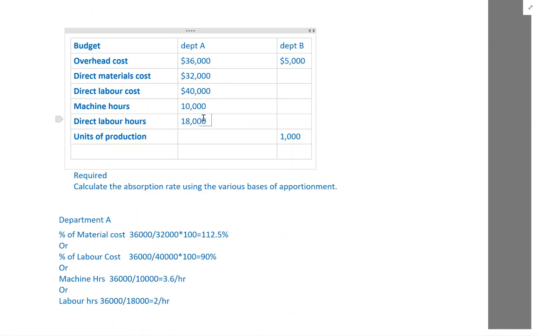So forget about charging overheads using material cost or labor cost. The three methods that you would be using is machine hours, labor hours, or units. If machine hours and labor hours is given, ignore units. Out of machine hours and labor hours, choose whichever is more hours.